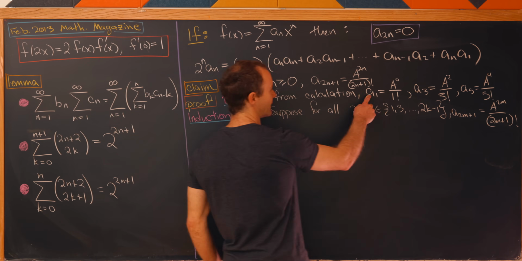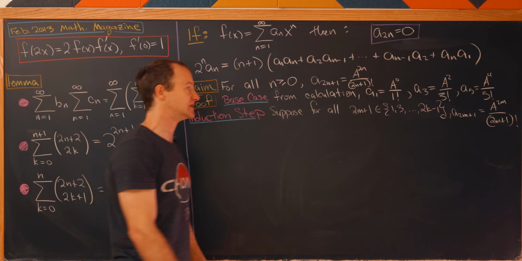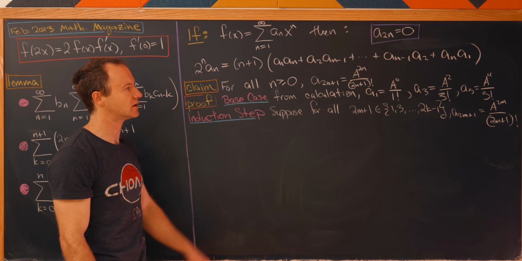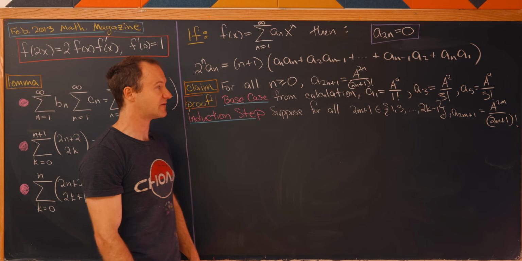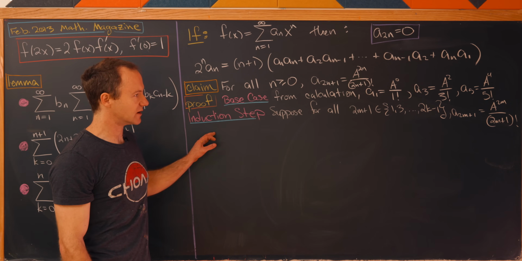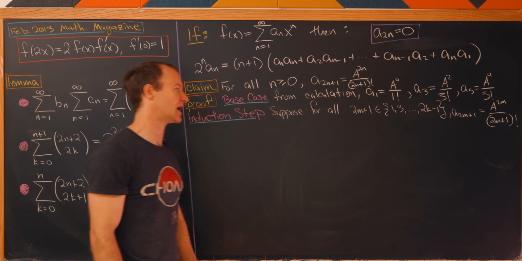As a reminder, we have a1 is capital A to the 0 over 1 factorial, a3 is capital A squared over 3 factorial, and we also showed that a5 is capital A to the 4th over 5 factorial. Now let's do our induction step. We'll start with an induction hypothesis.